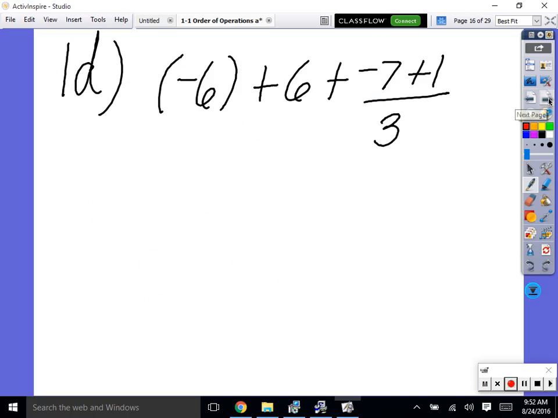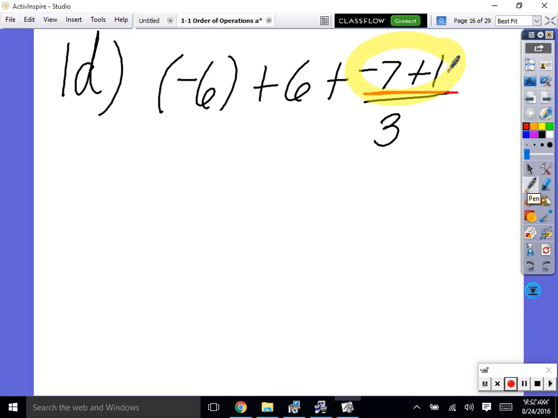1D, let's go for it. We have negative 6 plus 6 plus negative 7 plus 1 all divided by 3. What I want you to notice is that we have all this stuff divided by 3, so we need to simplify all this stuff on top first. Anytime you're dealing with fractions, you simplify the top together, you simplify the bottom, and then the whole thing.